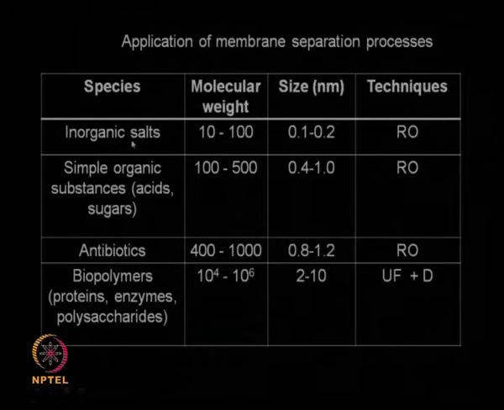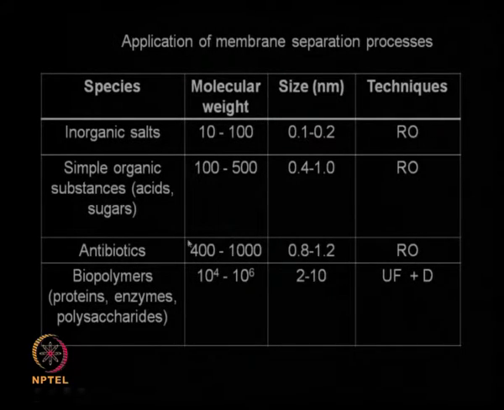So if you have inorganic salts, molecular weight 10 to 100 and size 0.1 to 0.2 nanometer, RO membrane is good. If you have simple organic substances, again acids, sugars, molecular weight 100 to 500, size about 0.4 to 1 nanometer, that means they are slightly bigger, again RO is good. If you have antibiotics in the molecular weight range of 400 to 1000, size is also pretty large, 0.8 to 1.2 nanometers. Again we can use an RO type of membrane and it is really good.